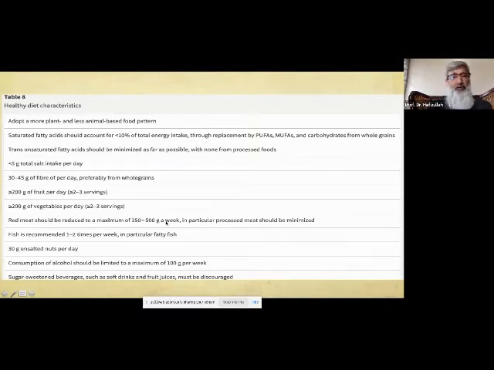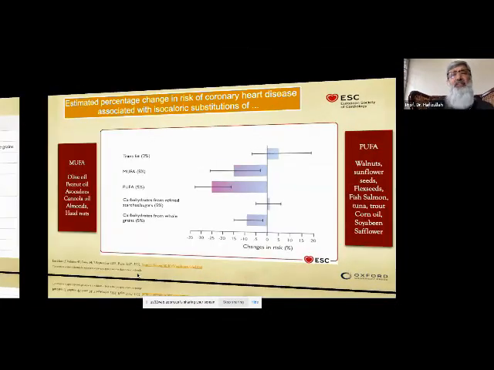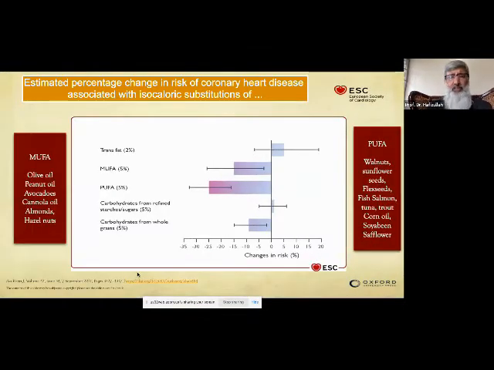That's bad news for us. And fish is recommended 1 to 2 times per week, and 30 grams of unsalted nuts per day. Consumption of alcohol should be limited, and sugar-sweetened beverages such as soft drinks and fruit juices must be discouraged. And this is a very nice slide to show that if you use trans fat, it actually increases your risk of having cardiovascular disease.